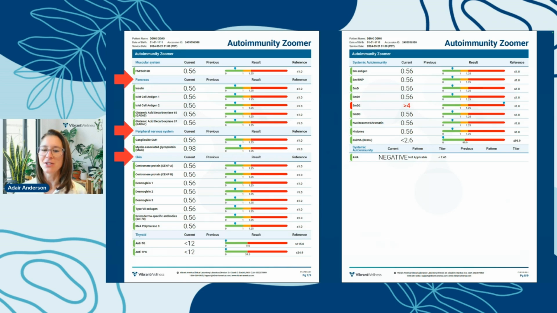Skin markers include antigens associated with scleroderma, skin itching, and autoimmune blistering and skin disorders. Thyroid markers include thyroglobulin and thyroid peroxidase. The systemic autoimmunity section includes antigens used to diagnose systemic lupus erythematosus and mixed connective tissue disease. And the Autoimmunity Zoomer also includes anti-nuclear antibodies, ANA. As you can see, the Autoimmunity Zoomer includes tons of markers providing insight on multiple systemic and organ-specific autoimmune conditions.